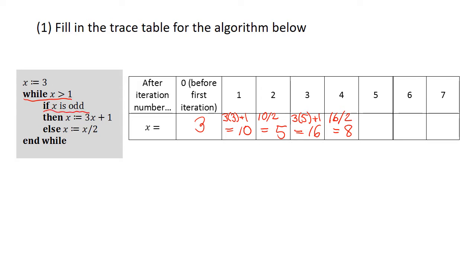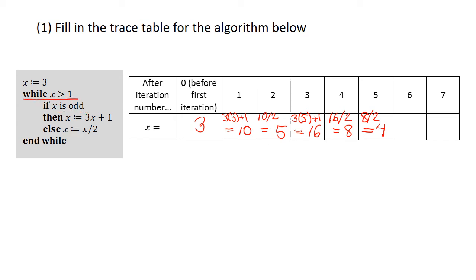X is not odd, that is false, so we're going to do the else. So we're going to do x is defined as x over 2. So that's 8 over 2, that's 4. Okay, and just again, we're going to come back up to the top and check the while condition.